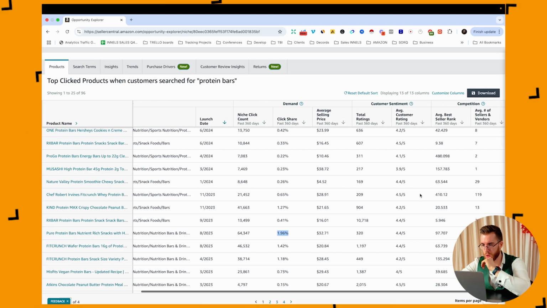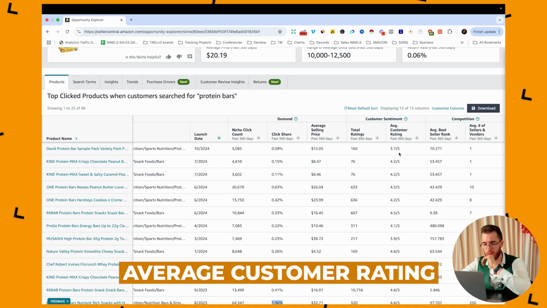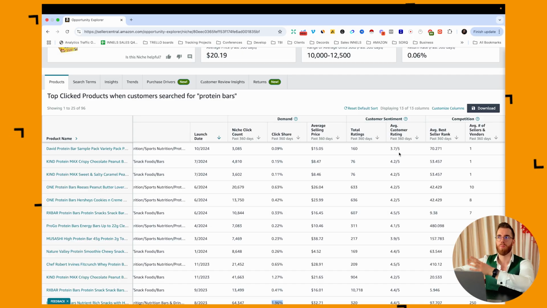You can see also average customer rating, a super crucial thing to look into for two reasons. The first one, if you're researching a new product you want to launch, then you want to see whether, let's say, all of our competitors are at 4.8, 4.9. Again, it might be more challenging to compete with them, as people are satisfied with their products, so we need to be more creative in the way we differentiate.